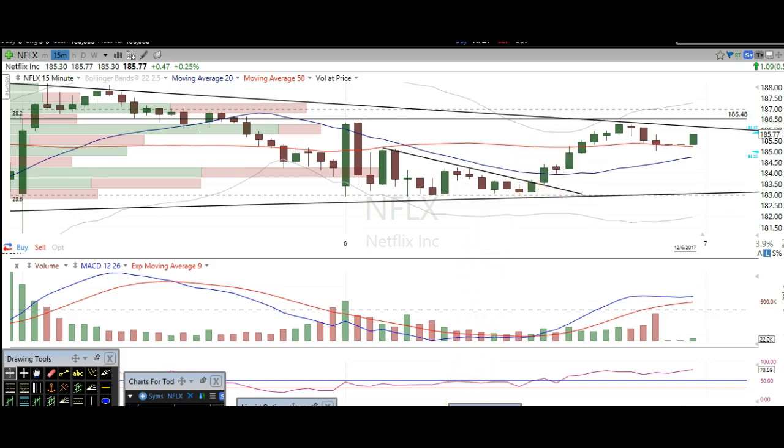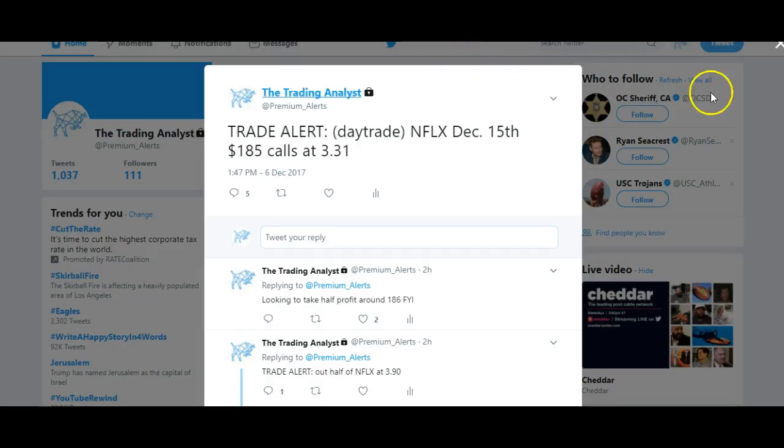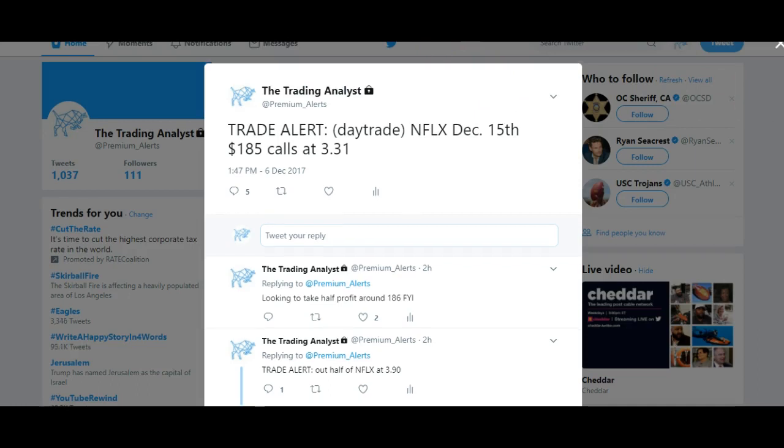We entered into some next week's calls, and I'll show you that right here. This is on the private Twitter feed. Again, these alerts are shared not only on the private Twitter feed, but via text message to all of our clients. And so the trade alert was given. I specified that this is going to be a day trade. Not all of our trades are day trades. We actually do mostly swing trades, but this particular trade ended up being a day trade. So we took the Netflix December 15th calls, which are next week's expirations, the 185 strikes at 3.31.